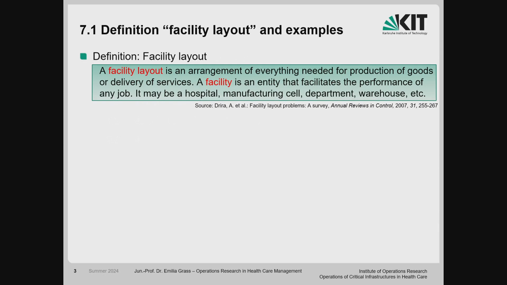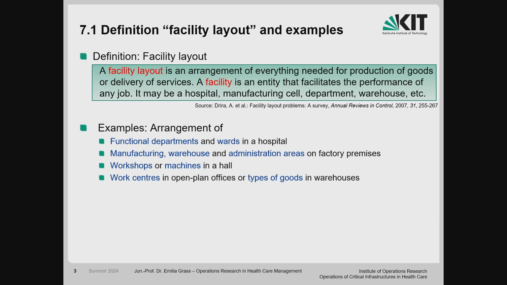Okay, so in general, because we're in a university, we always start with the definition. Facility layout is simply an arrangement of everything, basically, needed for the production of goods or delivery of a service. A facility is simply an entity that facilitates the performance of any job. It may be a hospital, manufacturing cell, department, warehouse, whatever. So this is the basic definition: the arrangement of everything you need for the production or delivering a service.